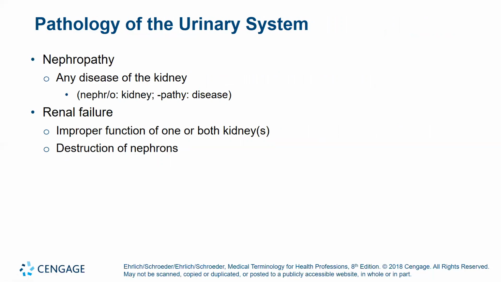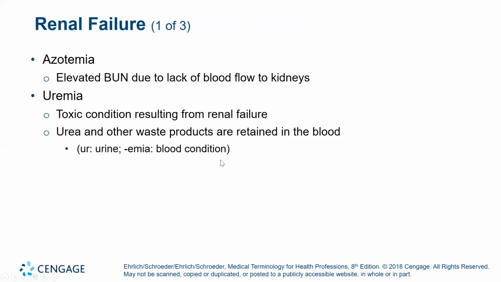We have nephropathy. Looking at this term, nephro is kidney, path is disease, so it's a disease of the kidney. Renal failure then is just improper function of one or both kidneys. Azotemia is just an elevated BUN due to lack of blood flow to the kidneys. Uremia is a toxic condition resulting from renal failure. Ur is urine, emia is blood condition. Urea and other waste products are retained in the blood.